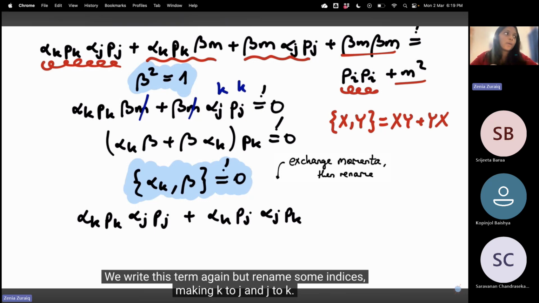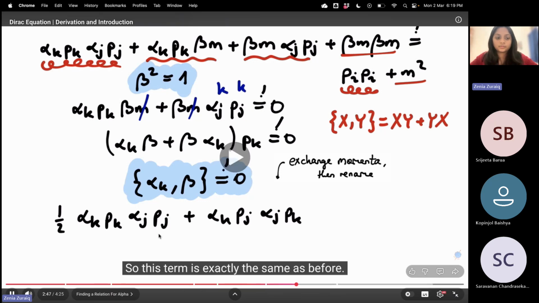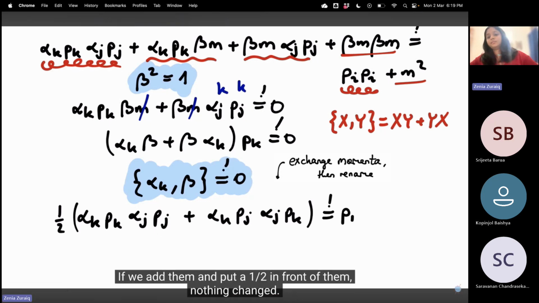It's similar to how the integration variable when you do an integration is always integrated out, so in principle you can name it whatever you want. That can help you in some cases. That same philosophy applies here: j to k. So this term is exactly the same as before. If we add them and put a 1/2 in front of them, nothing has changed.